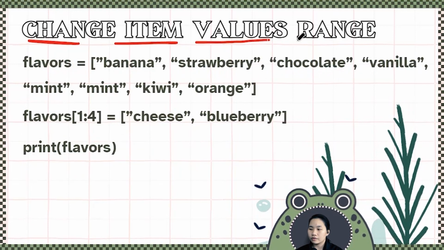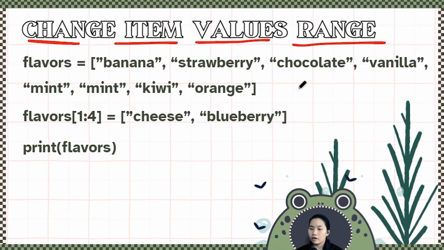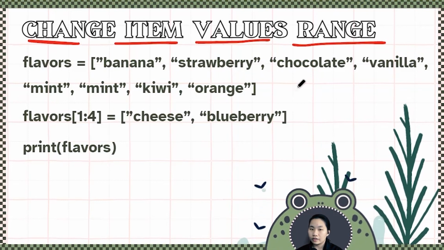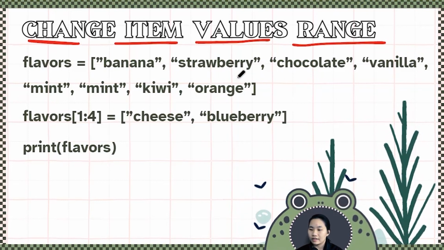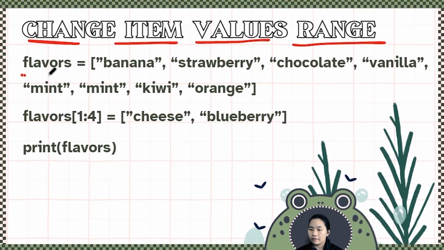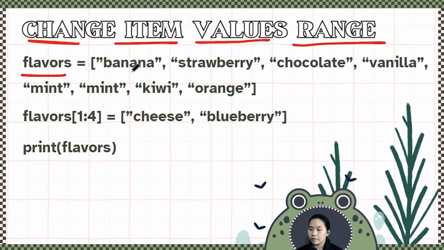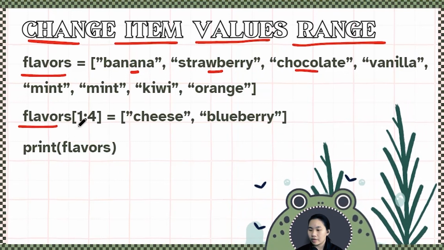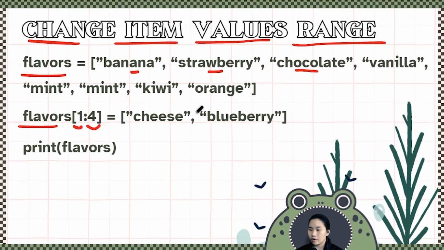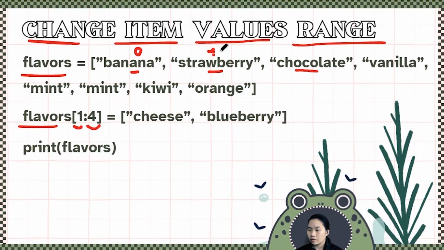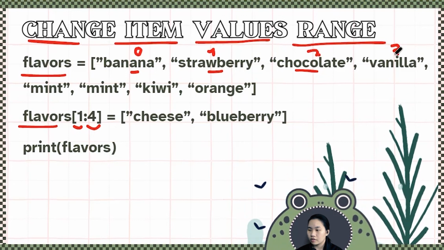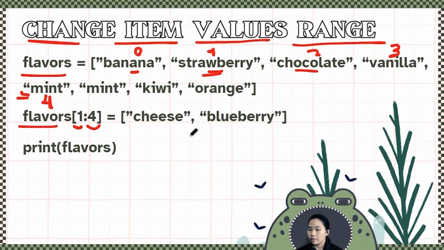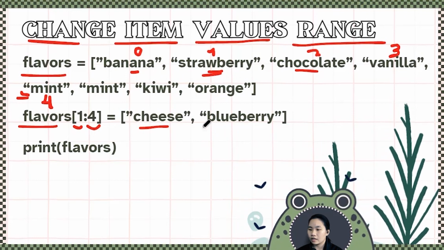Change item values range. Now, this is just basically a way of me saying that you can change multiple values, but you do have to follow an index range. We have the list flavors. We have banana, strawberry, chocolate, and whatnot. And flavors from index position number 1 till number 4. So let's count 0, 1, 2, 3, and 4. So from strawberry all the way to mint, replace it with cheese and blueberry.